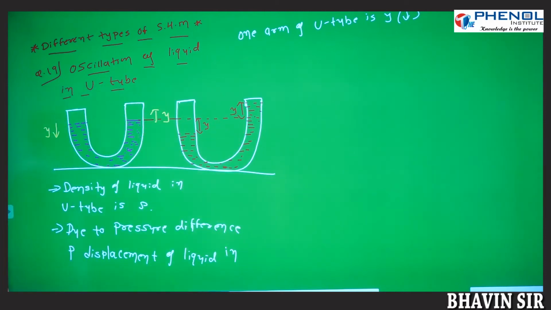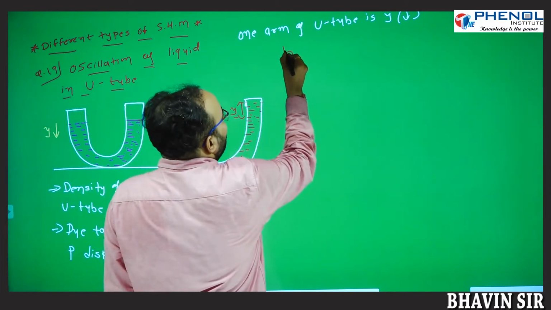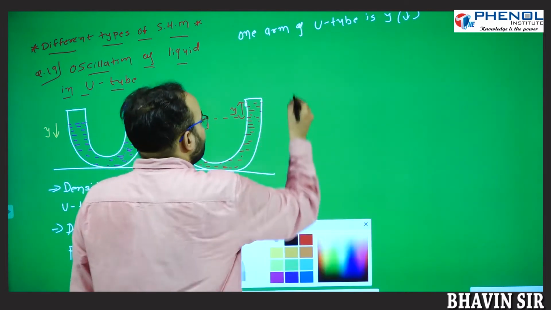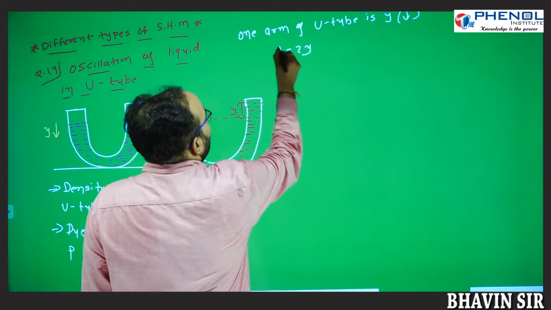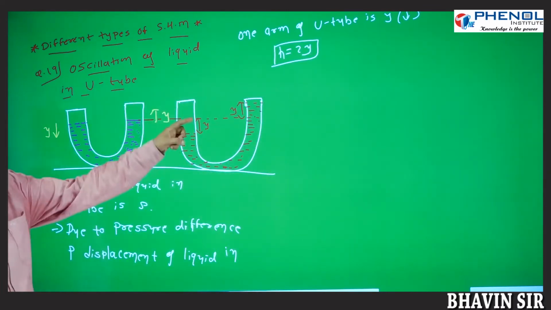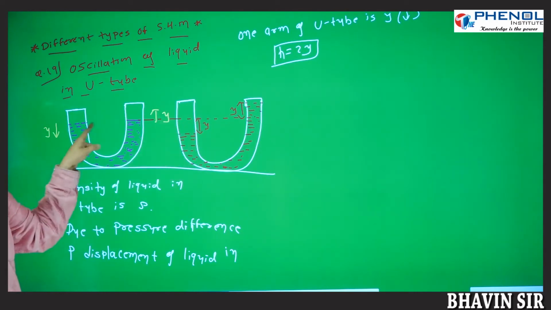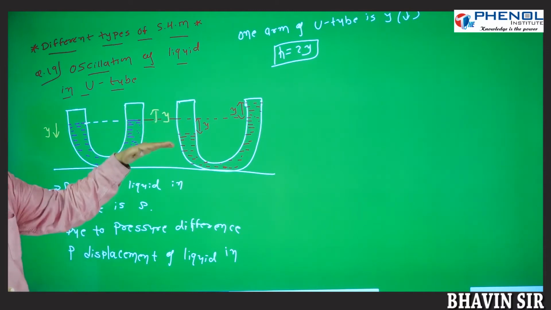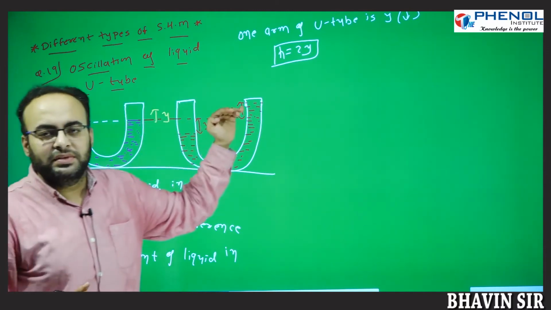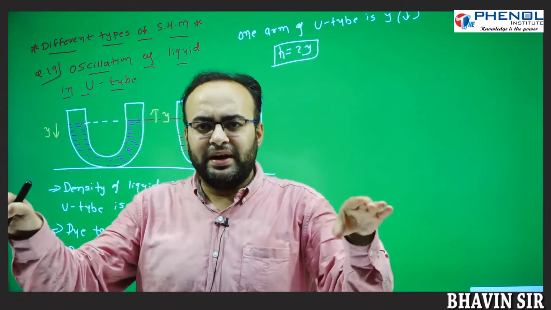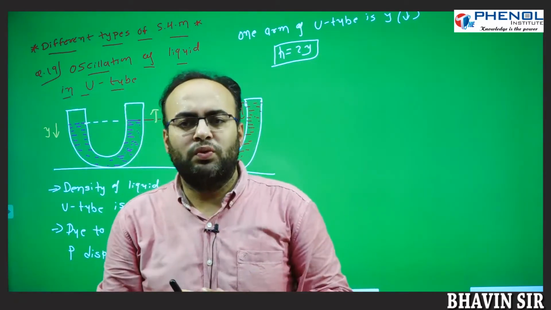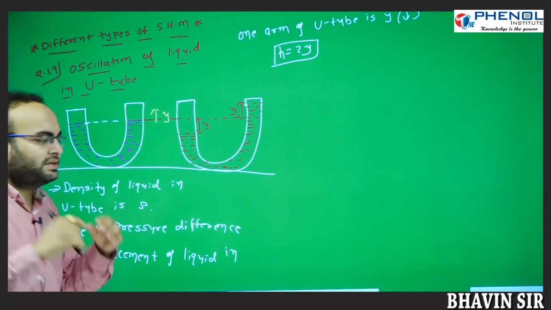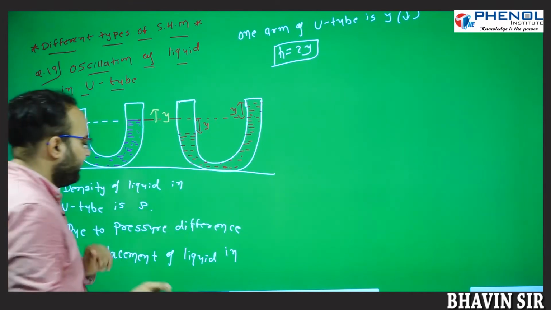So what is the total height difference between them? 2y, y plus y. Because in the first arm it is moving in downward direction by displacement y, and in the other arm it is moving in upward direction by displacement y. So the total difference is 2y. So h is equal to 2y.